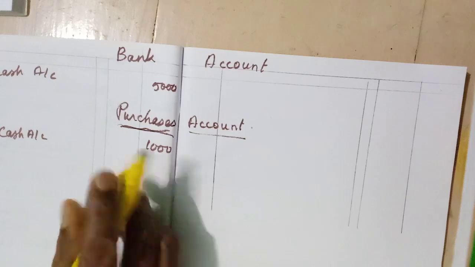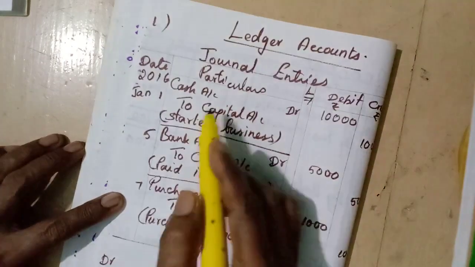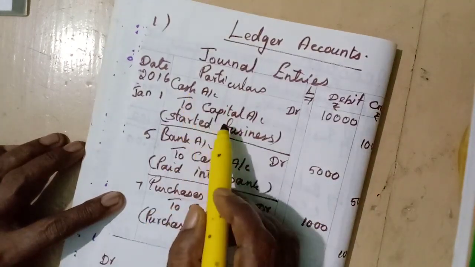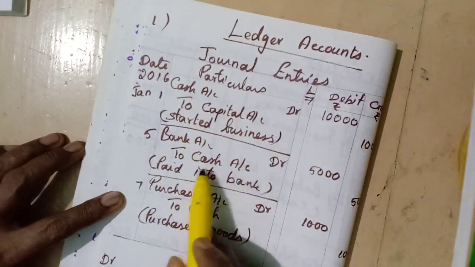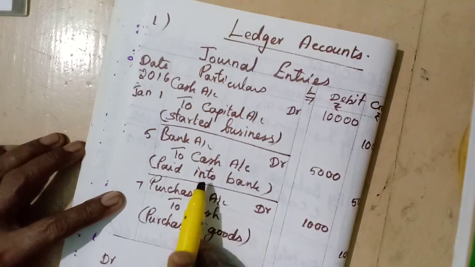So all the entries we have posted. See all the journal entries. First cash account, then capital account, bank account, cash already posted, purchases. Okay, cash already we got posted. This one they may ask for 5 marks. Then second problem, pass journal entries for the following transactions and post them to ledger. That we will do.